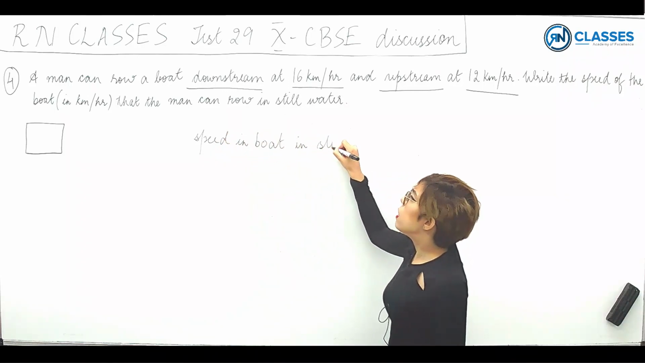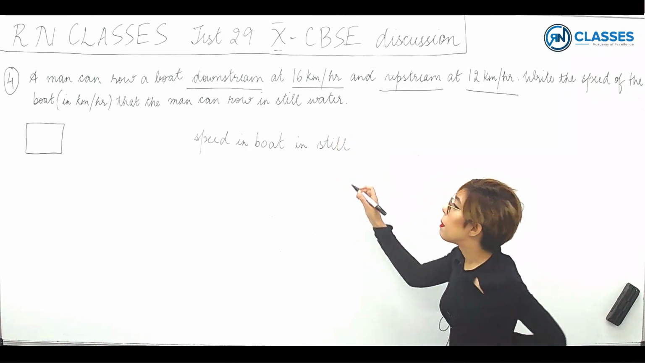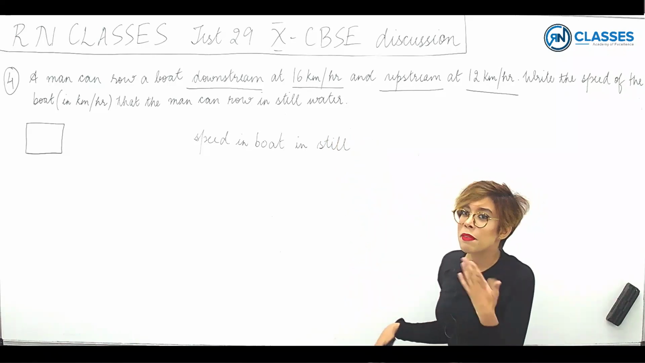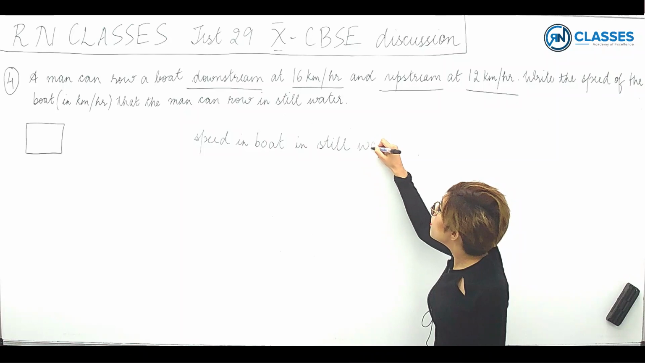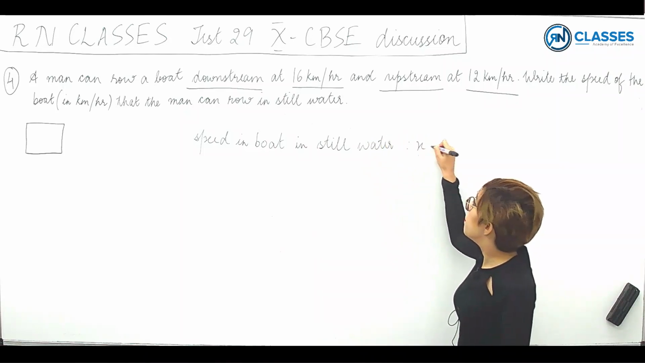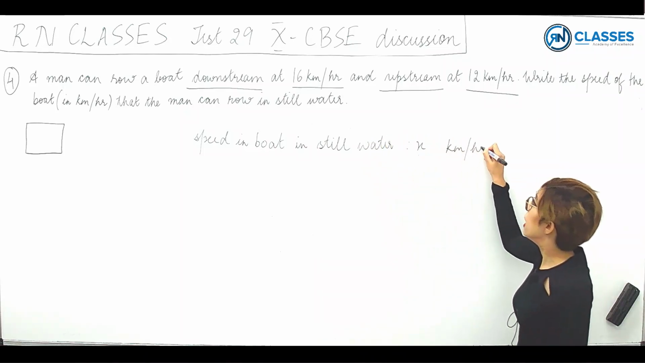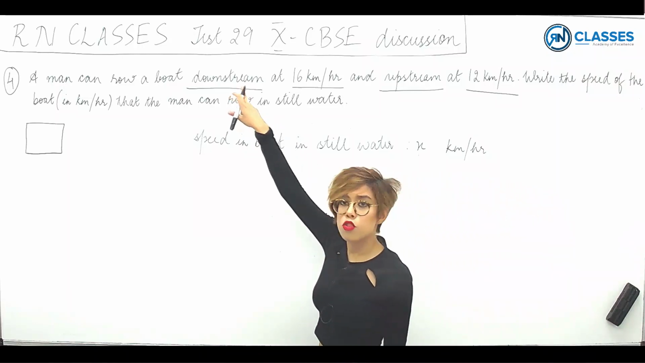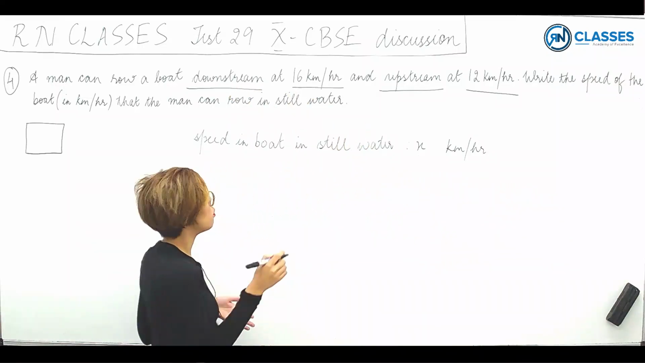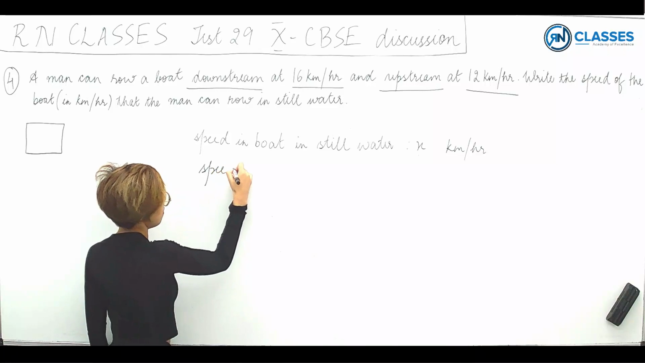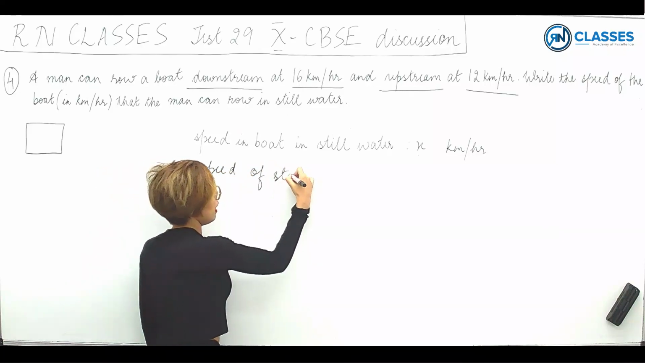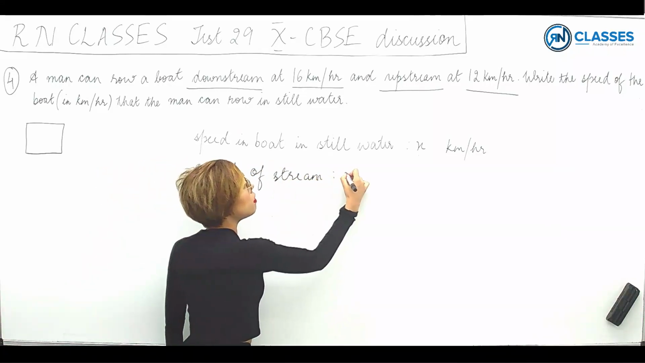So I will suppose that. And since we are mathematicians and my usual joke is that we are not creative, I will assume the speed to be x kilometer per hour. Now he is talking about downstream and upstream, that means there has to be some speed upstream as well. So let that be y kilometer per hour.